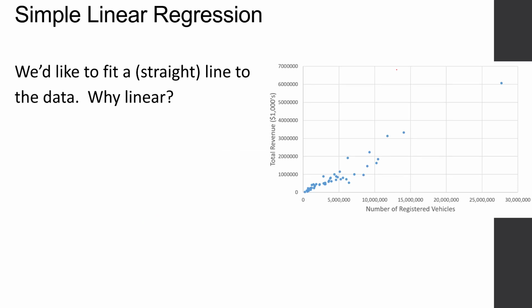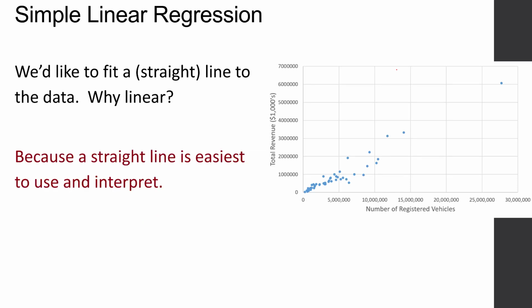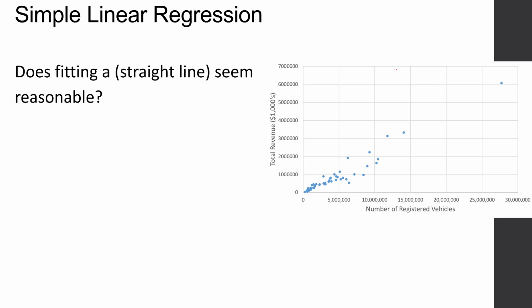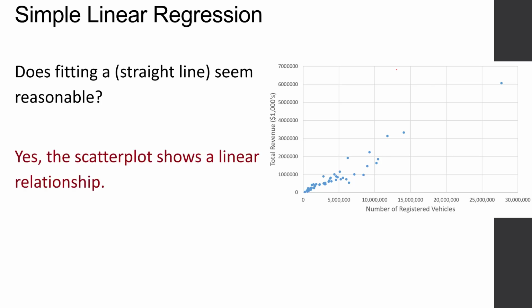Why linear? Well, quite simply because it's the easiest to use and interpret. In regression, we're always going to want to fit the model that's the simplest to use and interpret. And does it look like fitting a straight line seems reasonable here? Sure. The scatter plot looks pretty linear to me, so why not? We'll go ahead and try to fit a line.